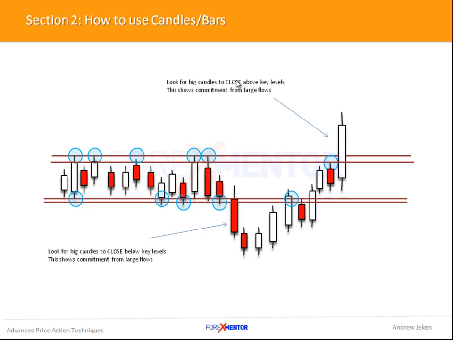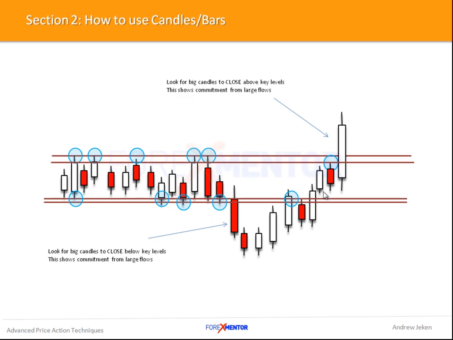Once you get a close and you show commitment from the larger flows above that level, it's very, very key. Here again, watch these wicks and the previous candle bodies. You want this candle here to close way above them, just to show that commitment, because if it just closes a short distance above, it's very prone to a false break, where it closes above and then moves straight back in. That's a false break, and it's really just a liquidity hunt.